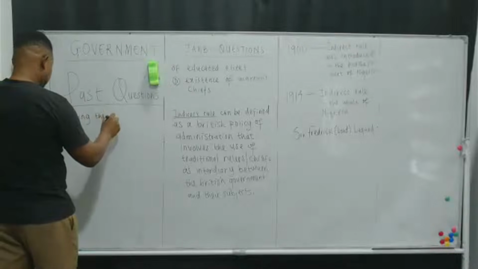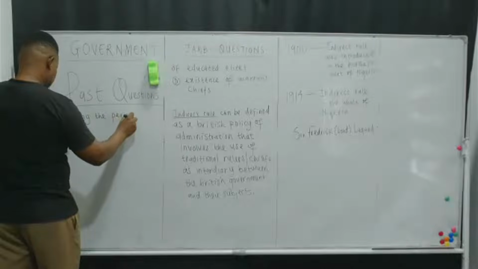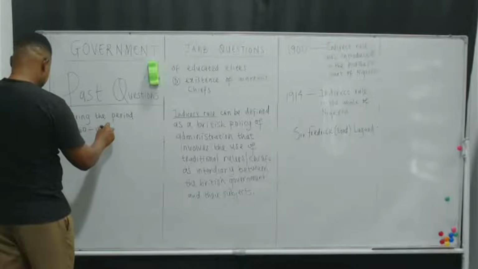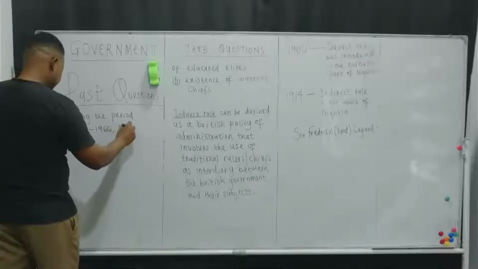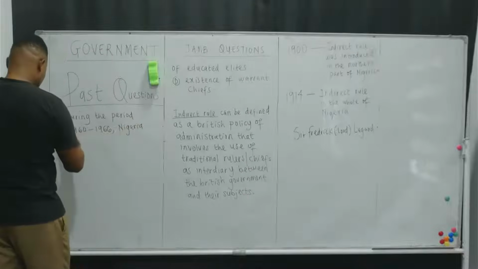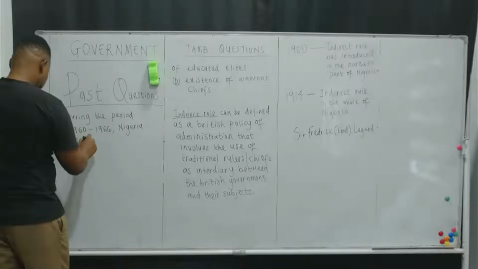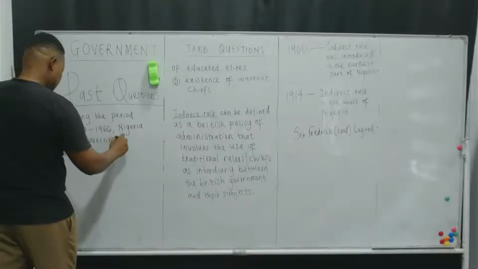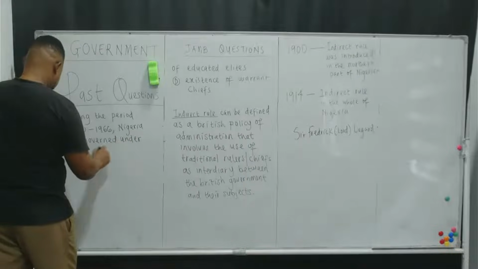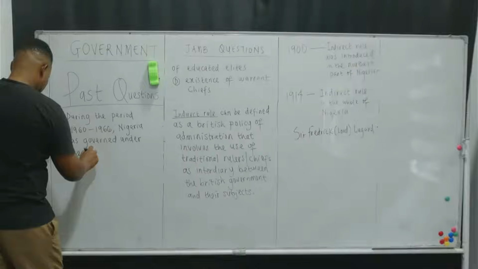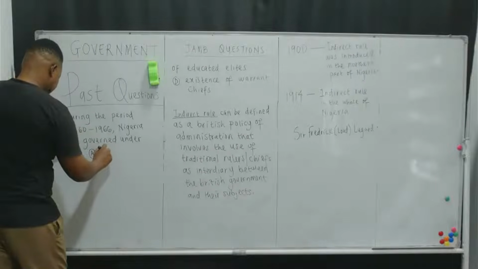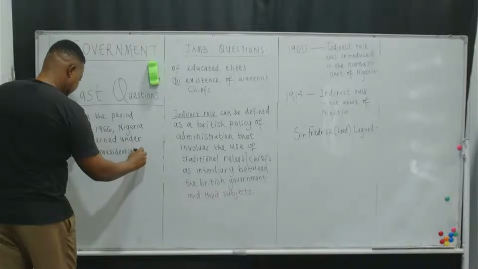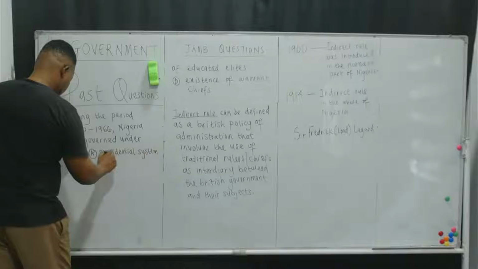During the period 1960 to 1966, Nigeria was governed under option A, presidential system of government.